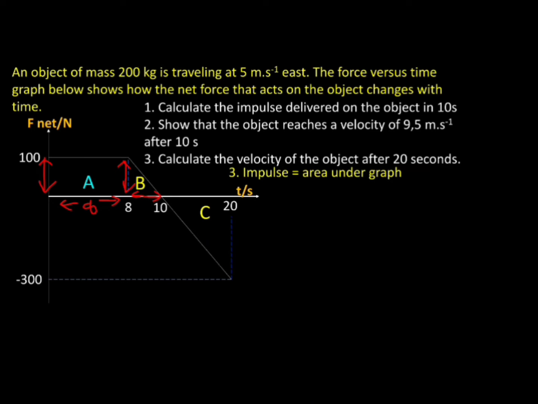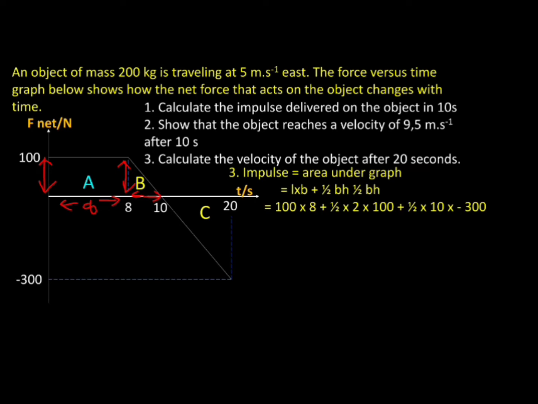Note that here, since we have got a negative force after 10 seconds, the impulse after 10 seconds must also be negative. We must add that as well. So, length times breadth for region A, region B, triangle, region C, also a triangle. Guys, be careful of the values there. Don't be confused by those values.